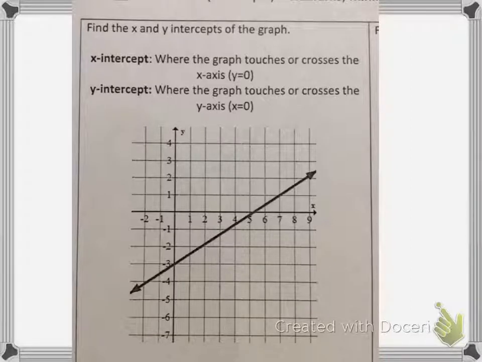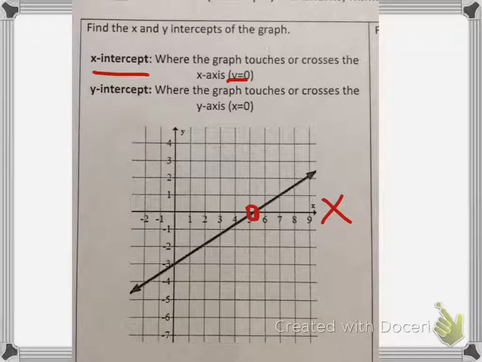So the very first thing that I want to talk about is intercepts. So we have what we call x and y intercepts, and an x-intercept is where the graph touches or crosses the x-axis. So here's my x-axis over here, and the x-intercept would be where my graph touches or crosses the x-axis. So it touches right here on the x-axis. So that happens where y equals 0.